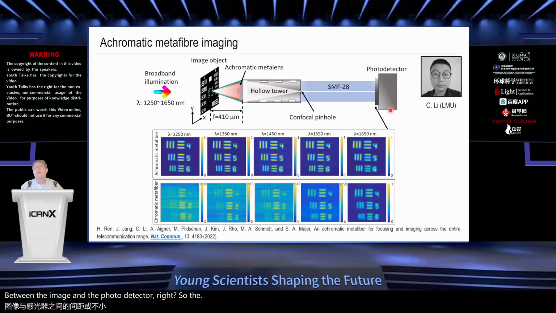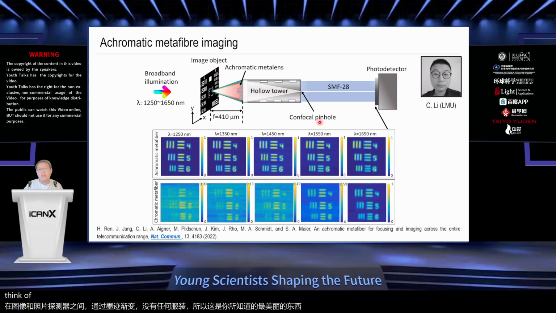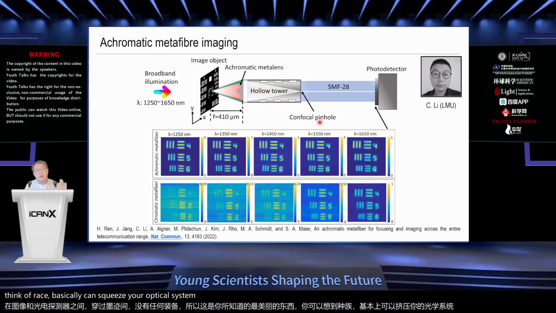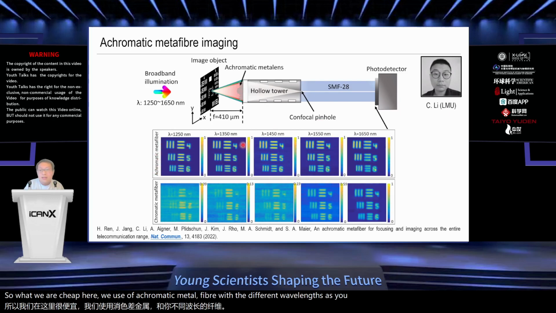So in between there's no optics. This is the most beautiful thing that you can think of. Basically you can squeeze your optical system between your target image and your detector, just a fiber, right? This is the ideal case. So what we achieved here, we use our achromatic metal fiber with different wavelengths. As you can see, we get more or less homogeneous image response.